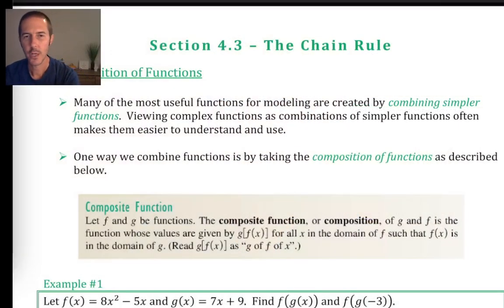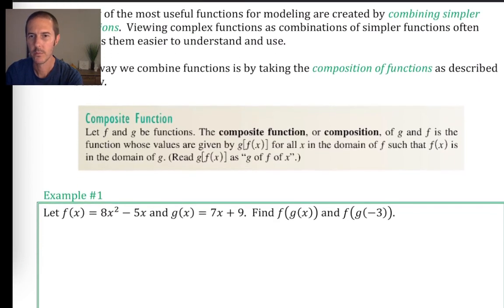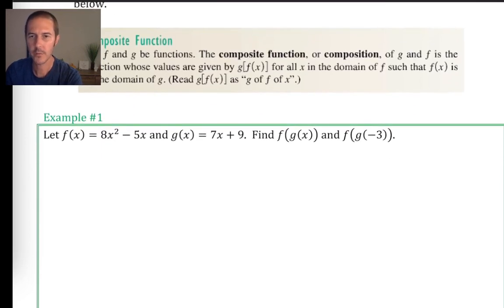And now we're going to look at another set of circumstances which is going to require a different tool, and this one is called the chain rule. And the chain rule is used when we have a composition of functions like f of g of x. The first example gives us two functions, f and g, and asks us to build the composition function and then evaluate it given an x value of -3.